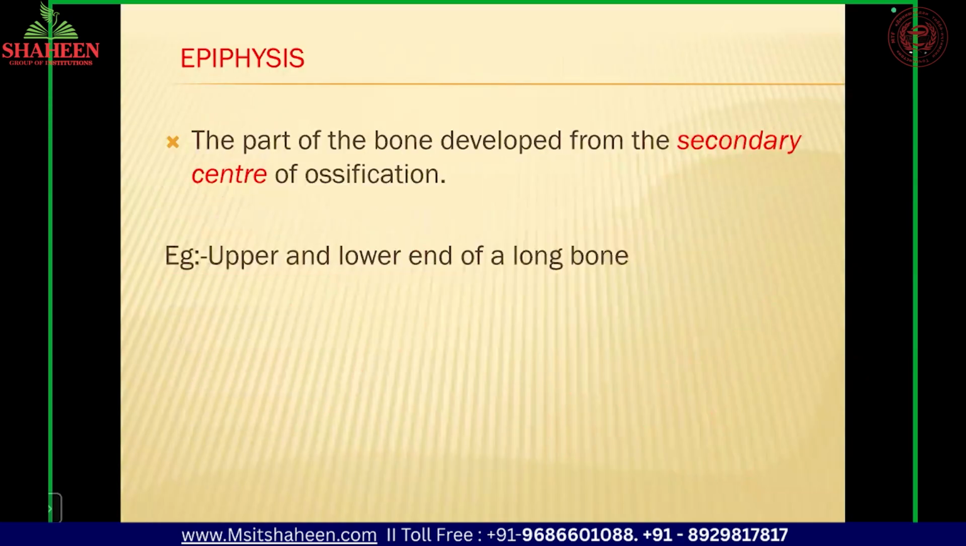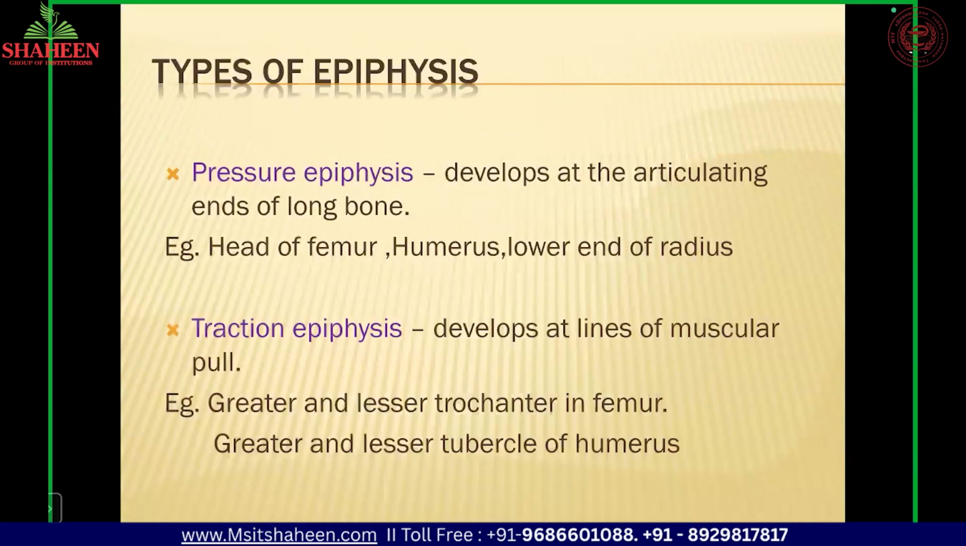So epiphysis, we know that is the two ends of a bone. The part of the bone developed from the secondary center of ossification. That means it completed only after the birth. So the upper and the lower end of the long bone. Epiphysis means nothing but the two ends. So how are the epiphyses formed? We have different types of epiphysis.